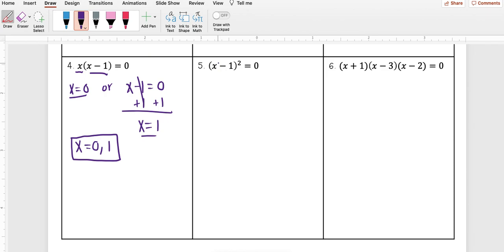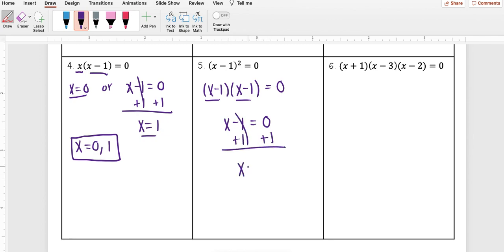Looking at this next one, I have (x minus 1) quantity squared is equal to 0. If you remember back to 7.3a, this is really the same thing as x minus 1 multiplied by itself. And so now I have two factors, and I need to set them both equal to 0. They're both the same, so I can just solve the one equation. So I add 1 to both sides. And so here I actually just get one answer, x is equal to 1. That's because I had the same binomial multiplying together.